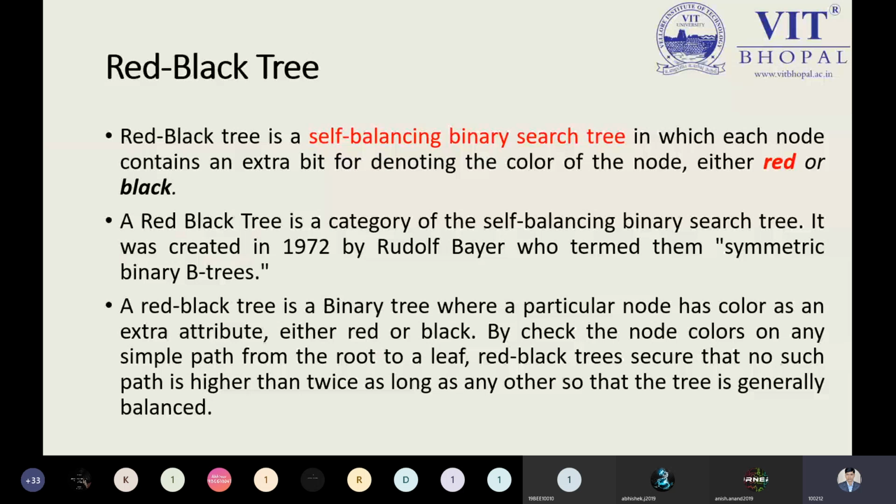So I'm not going into the historical part, I'm just coming to the important part for understanding purposes. A red black tree is a binary tree where a particular node has color as an extra attribute, either red or black. So what we have as the name given to this tree is red black tree. So we have red and black, two different colors. With the help of these two different colors, we will draw our tree, and that is known as a red black tree. And during creating the tree, or adding a node or deleting a node, we need to see whether the tree is balanced or not.